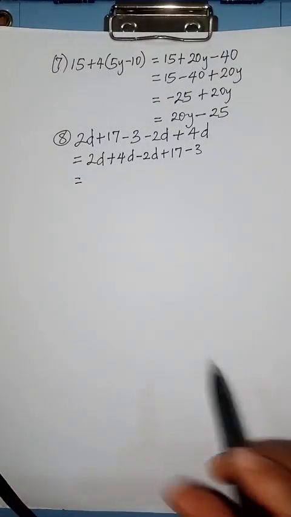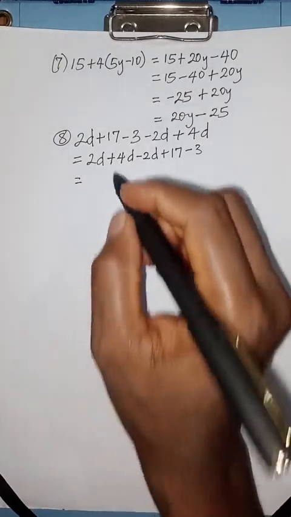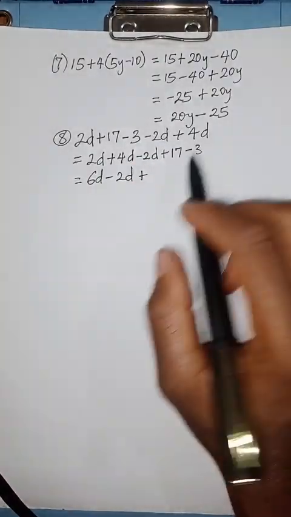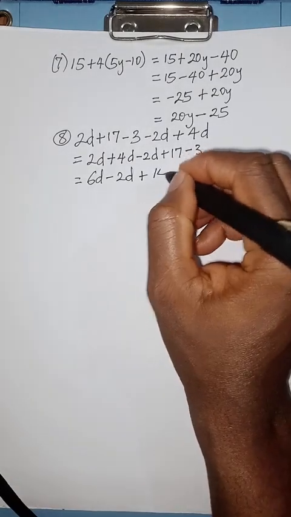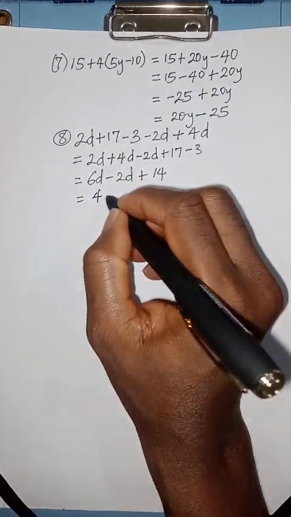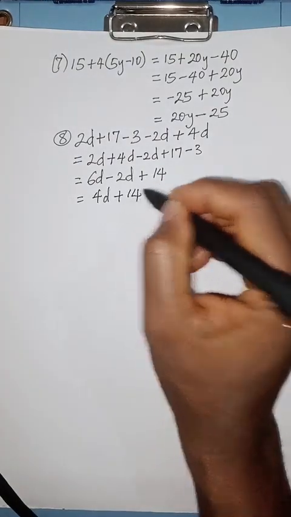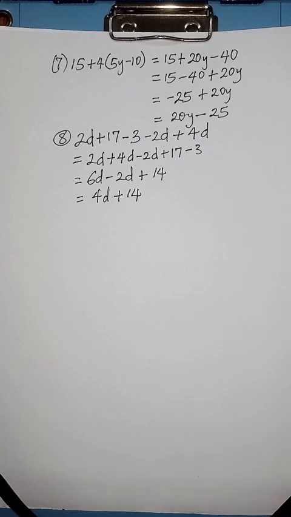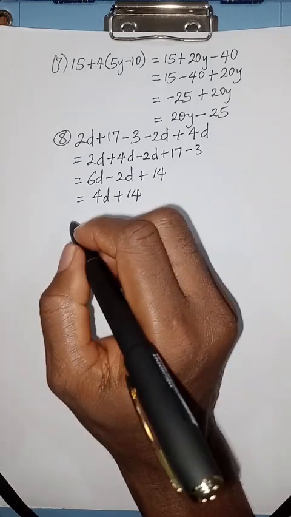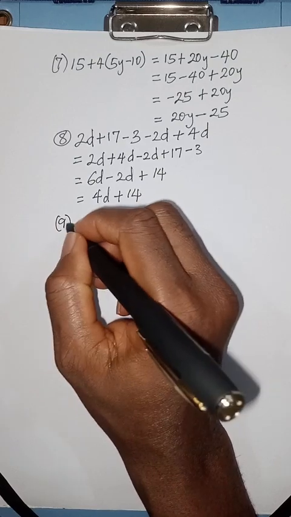At this point, you can simplify. 2d plus 4d is 6d, minus 2d, plus 17 minus 3 is 14. Simplify further. 6d minus 2d is 4d plus 14. There is a reason why I am doing it this way, taking it step by step, so that you will understand how I get my values. But at some point, I will be jumping some steps, because at that point, I will hope you have understood to a large extent how to simplify algebra.